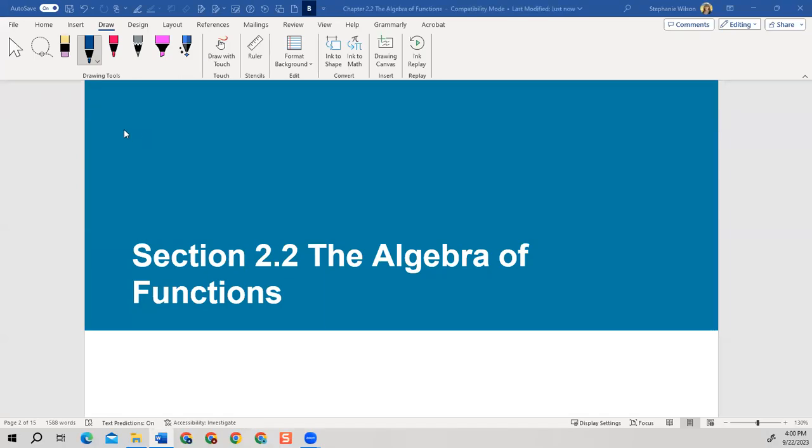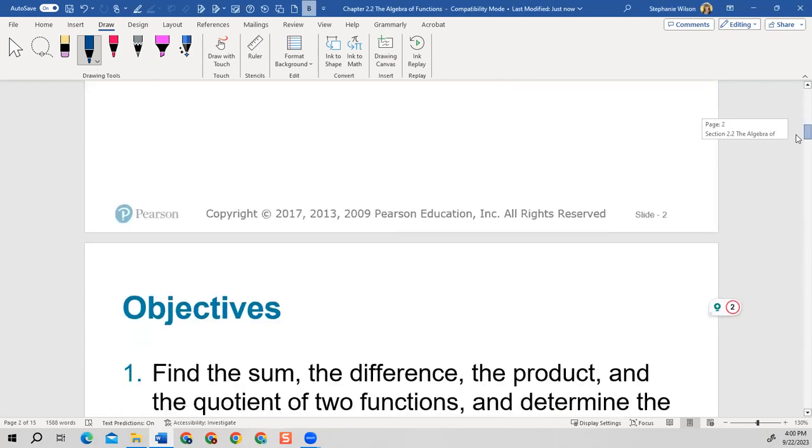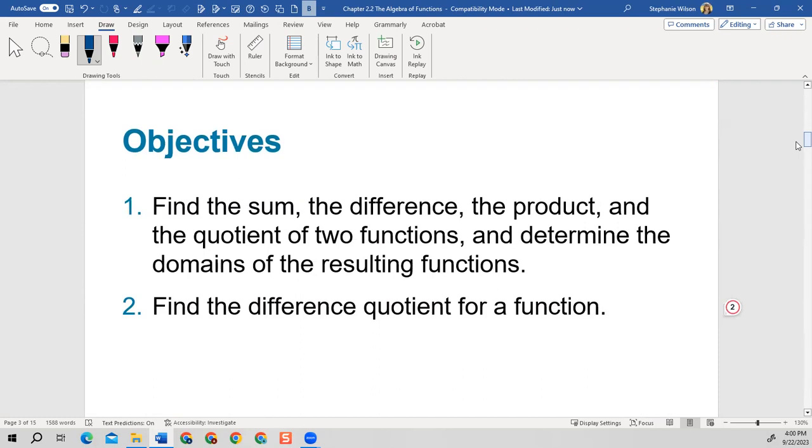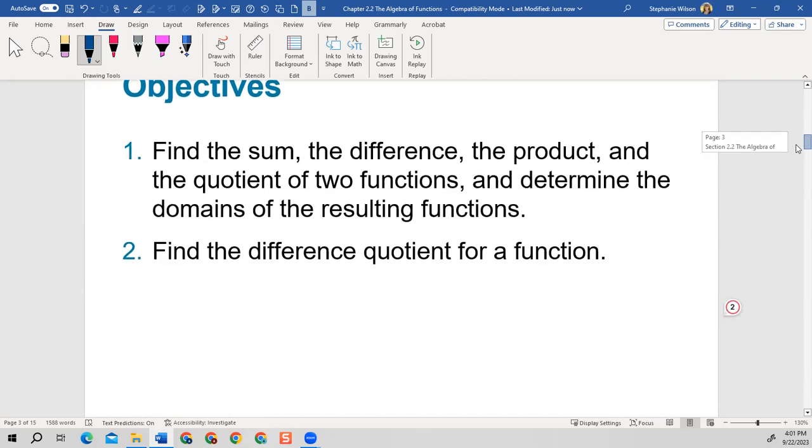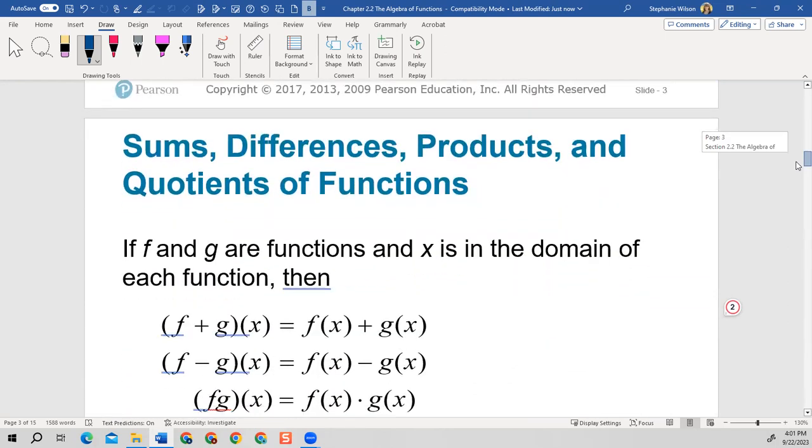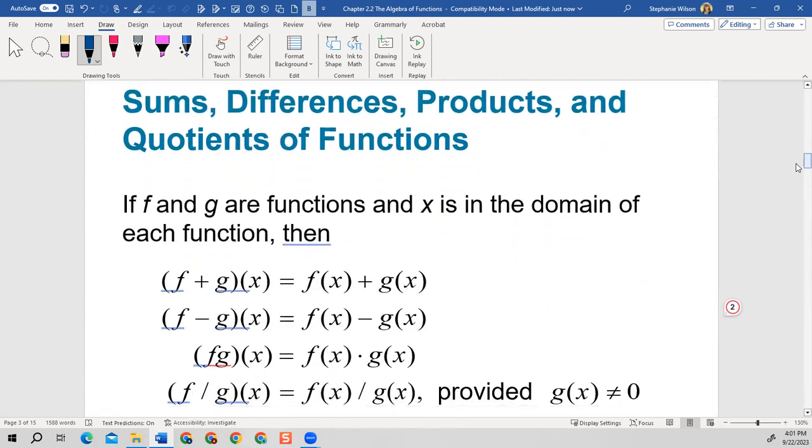In this section, we're going to talk about algebra and their functions. So we've been talking about functions. If you want to take just a moment, pause this so you can read these objectives. When we talked about functions, I said they can have different names. We can call them f of x, g of x, h of x.